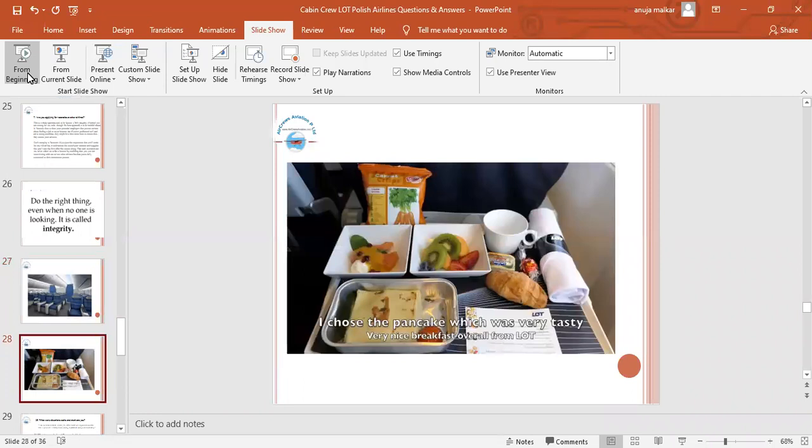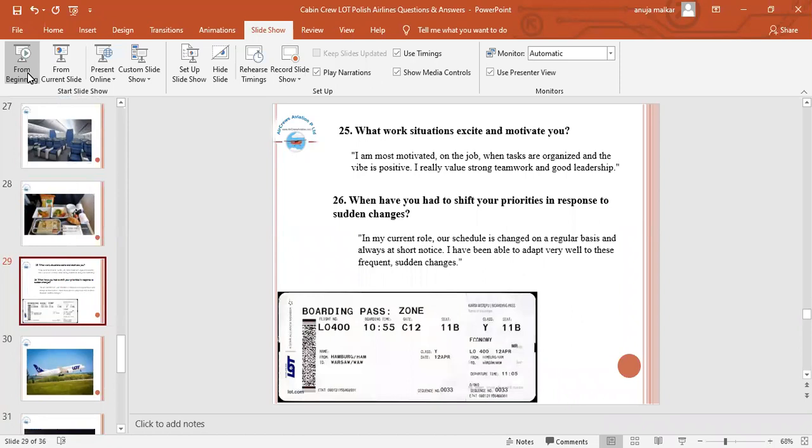Because when you're around people, everyone can be good. But when you don't have anyone around you, if you are truthful to yourself at that time, then you are a good person. Yes. So some of the next questions are, what work situations excite and motivate you?